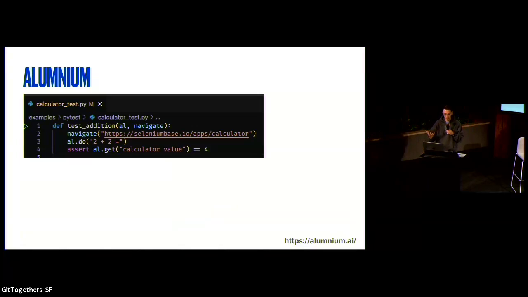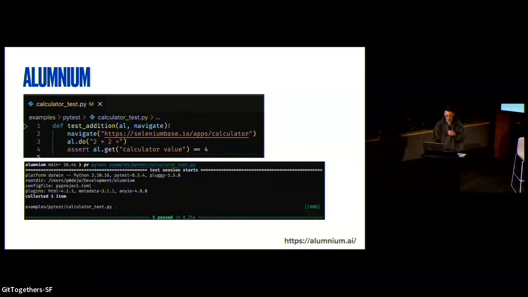The same kind of test with Alumnium would look something like this, where navigate is just a helper function to open the URL in the browser. Then we tell Alumnium to do something on the page, and then we say, give me the calculator value after you're done, and we just run assertions as regular Python code. We can run it as a regular test. This is PyTest because I use PyTest, but it works with unit tests or Cucumber or whatever other framework you might be interested in. And it runs in just 8 seconds, so it's fairly fast.